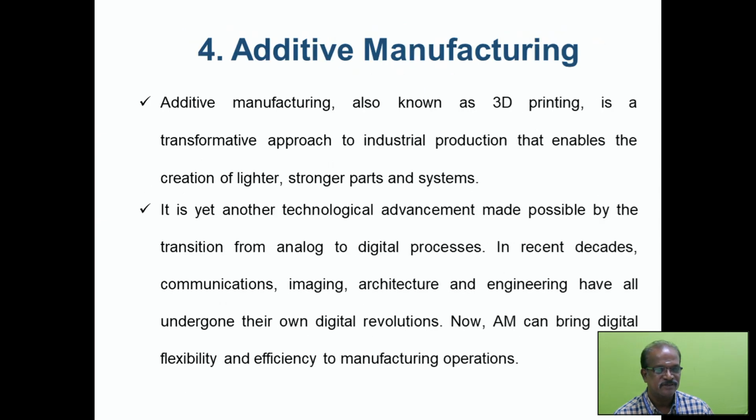So additive manufacturing, or 3D printing, is a transformative approach to industrial production that enables creation of lighter, stronger parts and systems. It is yet another technological advancement made possible by the transition from analog to digital processes in recent decades. Communications, imaging, architecture and engineering have undergone the digital revolution. Now AM can bring digital flexibility and efficiency to manufacturing operations.